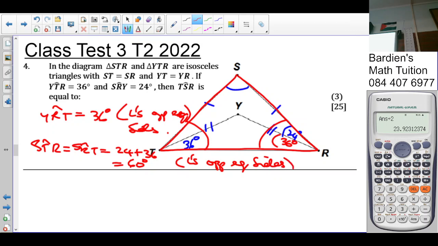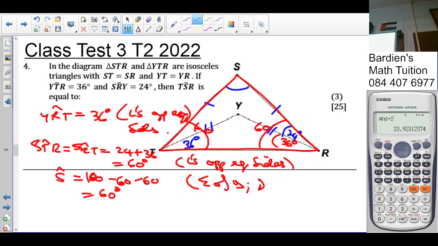So now remember that's now 60. So I can now say that angle S is equal to 180 minus 60 minus 60, which is 60 degrees. Why? Because it's the sum of angles in a triangle. This triangle is STR. You guys understand? Any confusion?